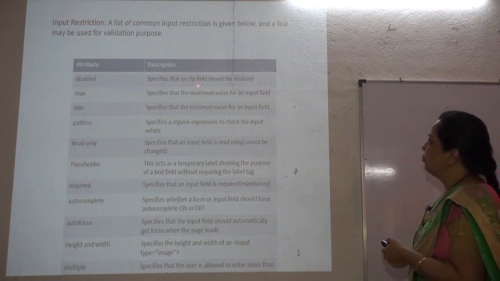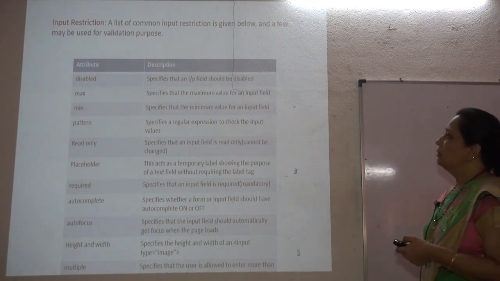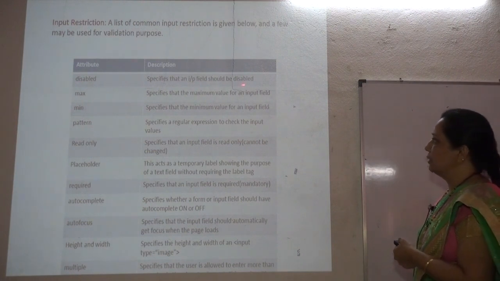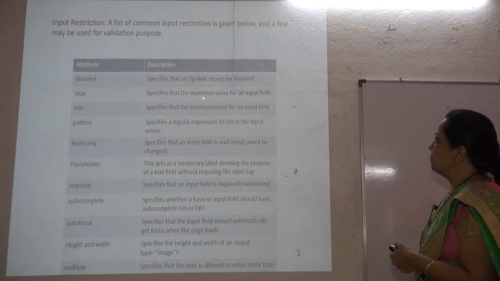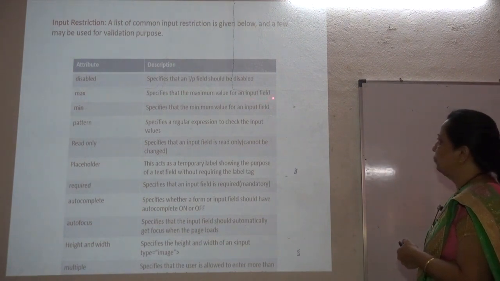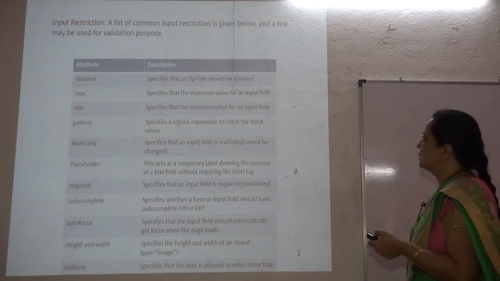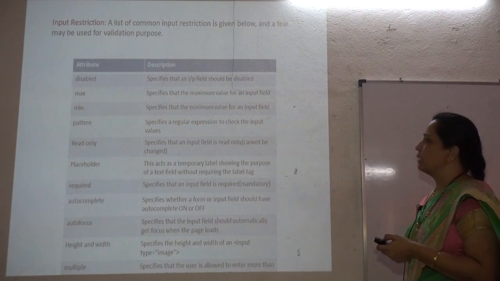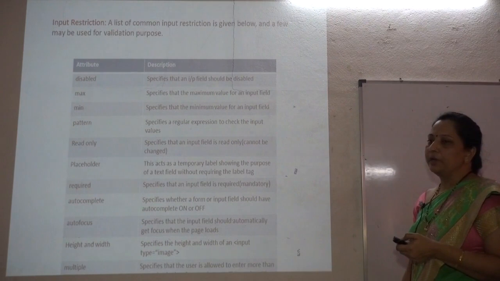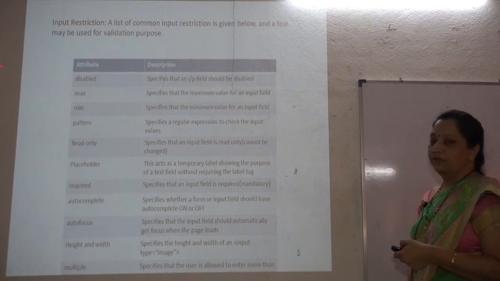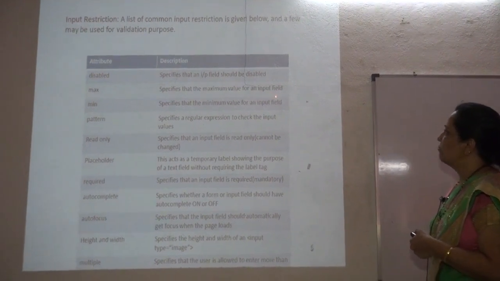It specifies that an input field should be disabled. For the input field, we have to set its attribute as disabled. The next field is max, which specifies the maximum value for an input field. Max means maximum value. We have to give the maximum value for the input field. For example, suppose we are having a name. So first name should not exceed more than 15 characters or 10 characters. Such is the example of max.